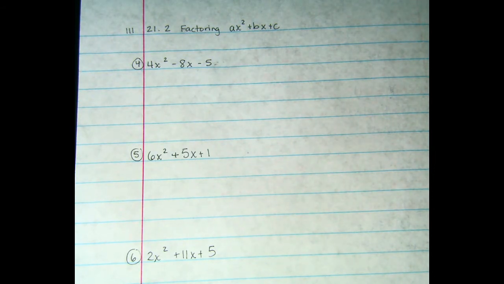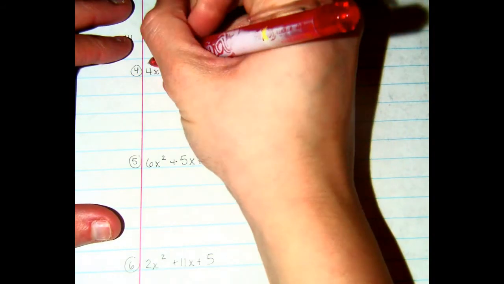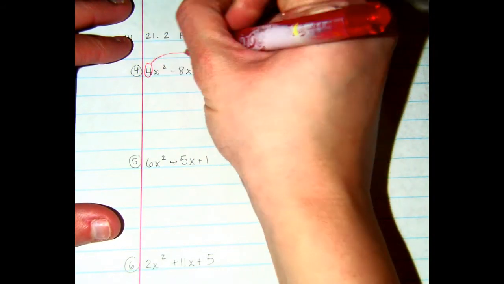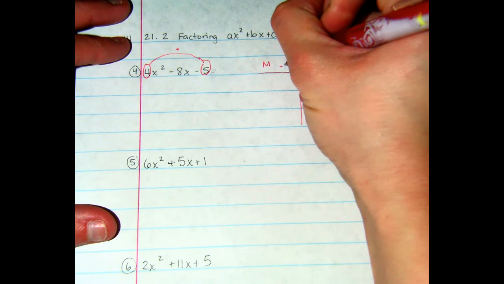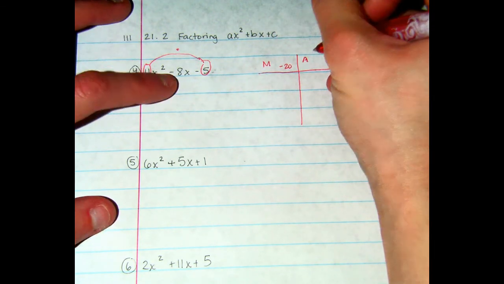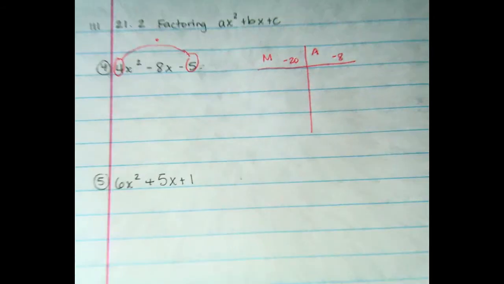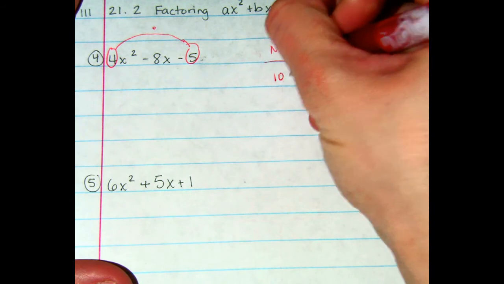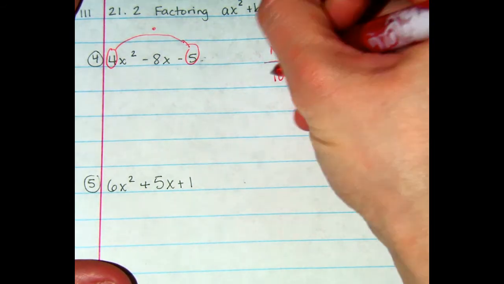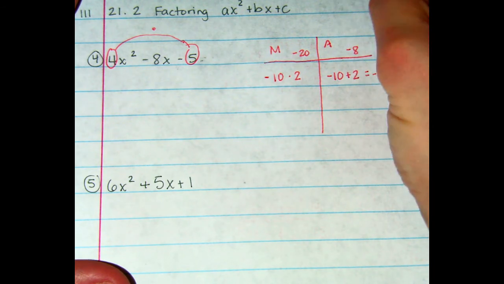Alright, number 4. In case you've been wondering where I'm getting these numbers that go here to multiply, I'm actually multiplying these 2 together. 4 times -5, which is what? And I want to add to get the middle number. What are some factors in -20? 10 and 2? Okay, but 10 needs to be negative. -10 plus 2 equals -8.